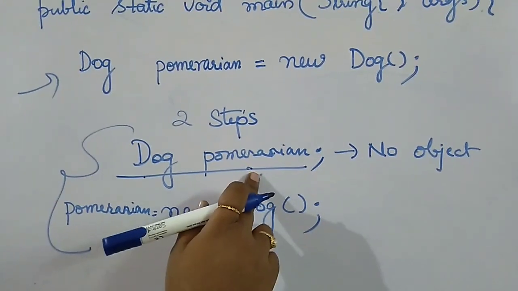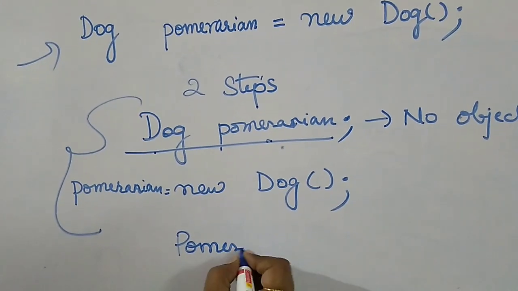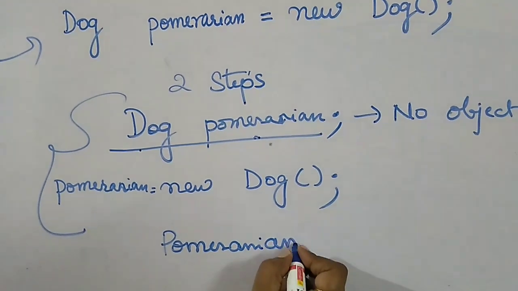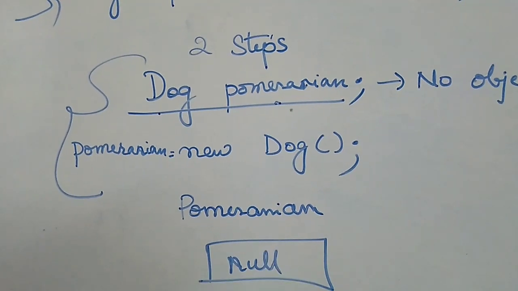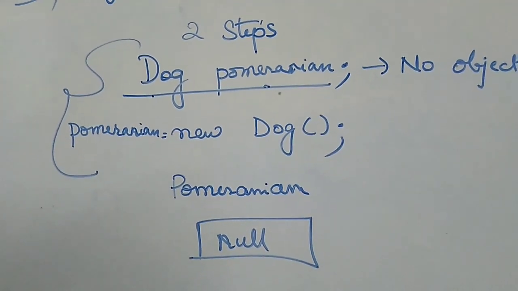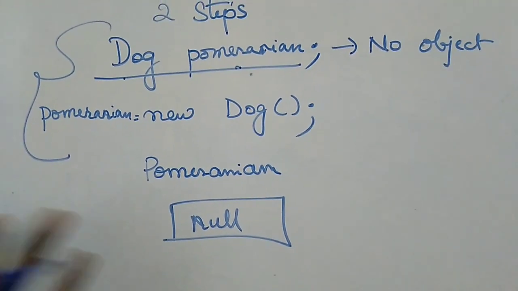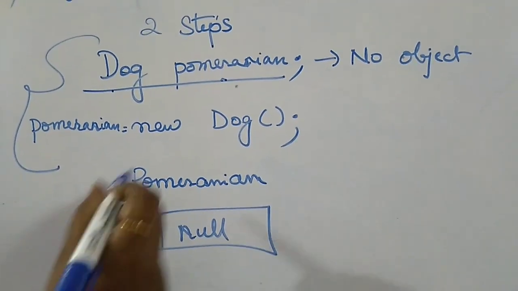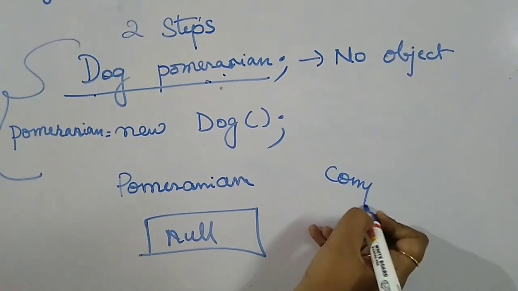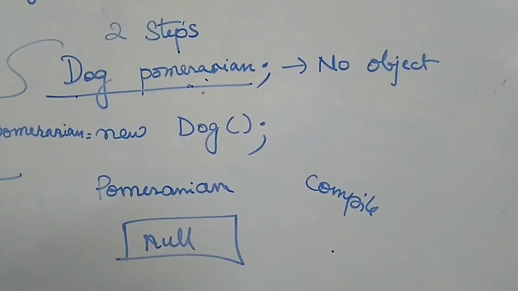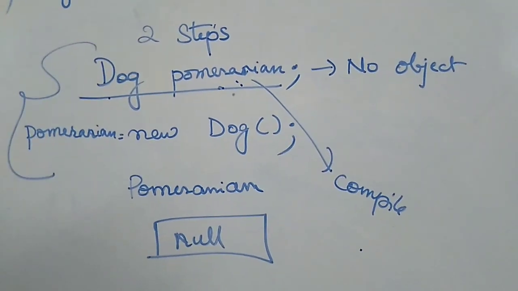Now what will be the value inside Pomeranian? The value will be null, because it is not holding anything at present. So no memory is allocated and nothing is given. And if you try to use this Pomeranian in your program, you will get a compile time error. So be careful not to use this Pomeranian, because it is just a reference variable.